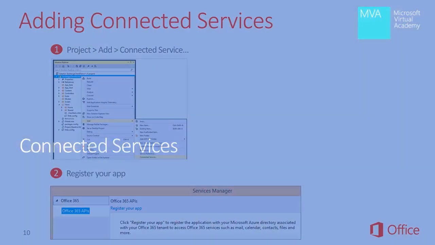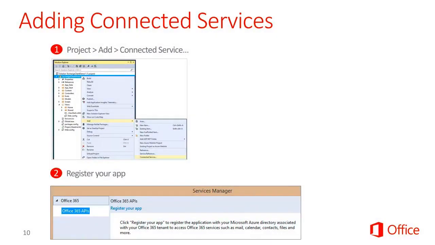Before we do that, we need to talk about connected services though. A connected service is something you're going to add to your .NET project within Visual Studio. You're going to select the project, right-click, and say Add Connected Service.